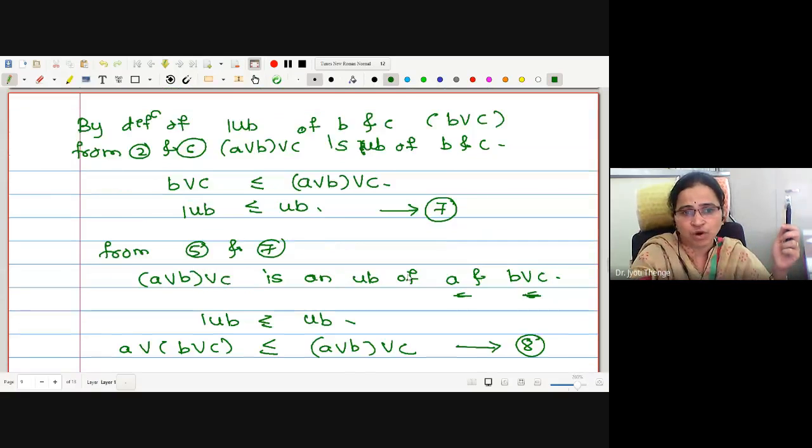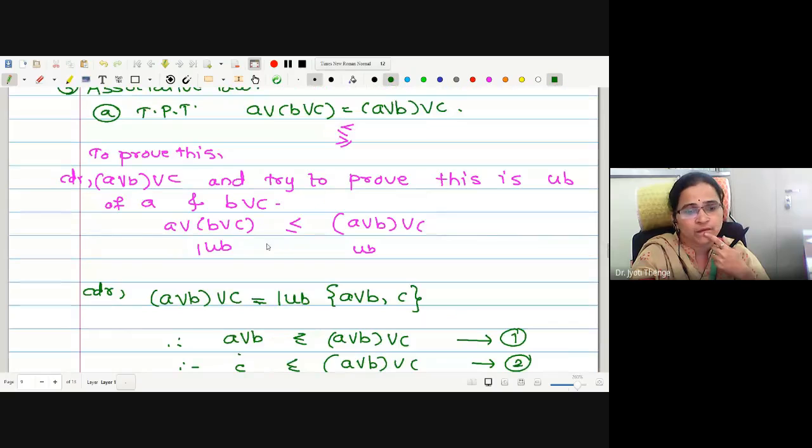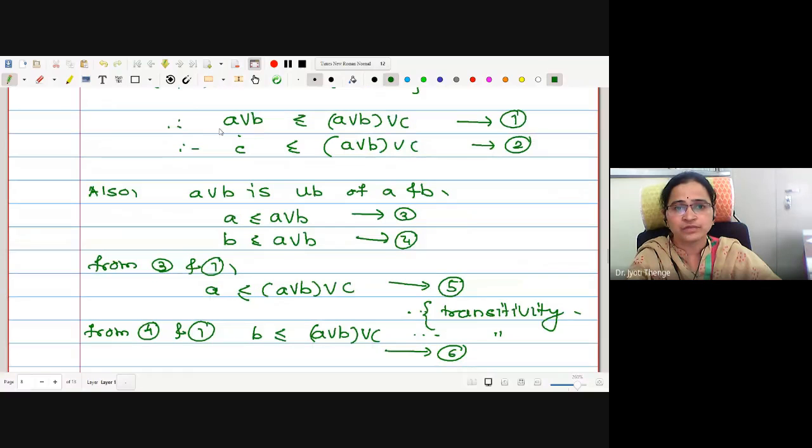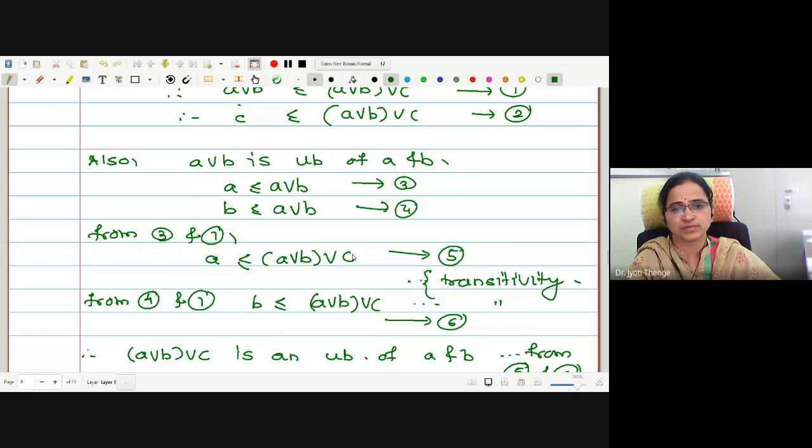Let me recall what we have done. We started by assuming the right hand side, and our aim is to prove that this is an upper bound of A and B join C. To do this, we started by writing the definition that A join B join C is the least upper bound of A join B and C. So A join B precedes the number, C also precedes the number. From 3 and 1, A precedes A join B join C. From 4 and 1, B also precedes it.